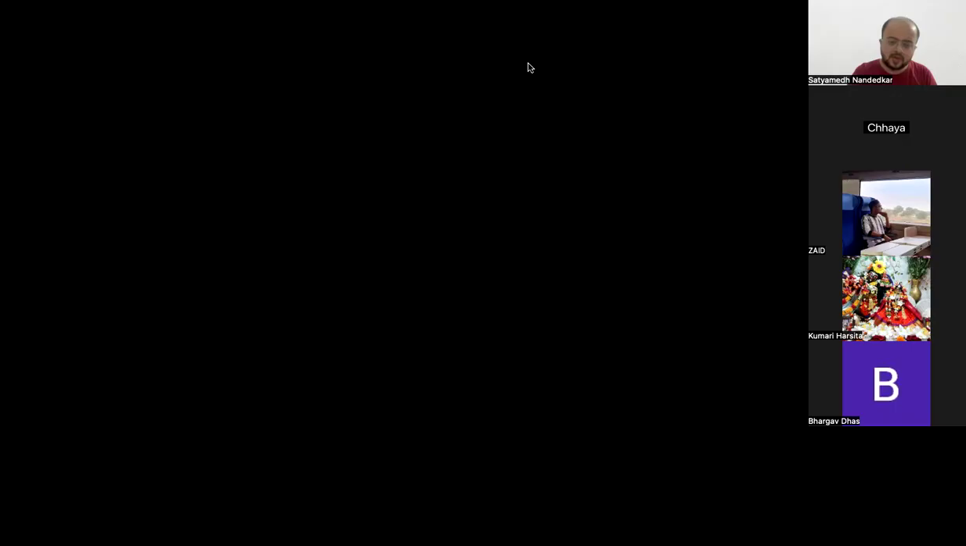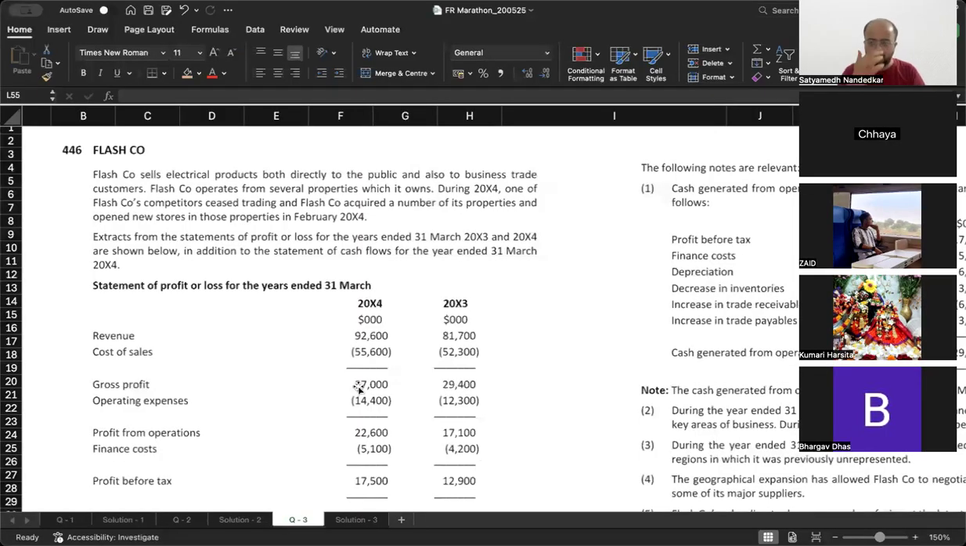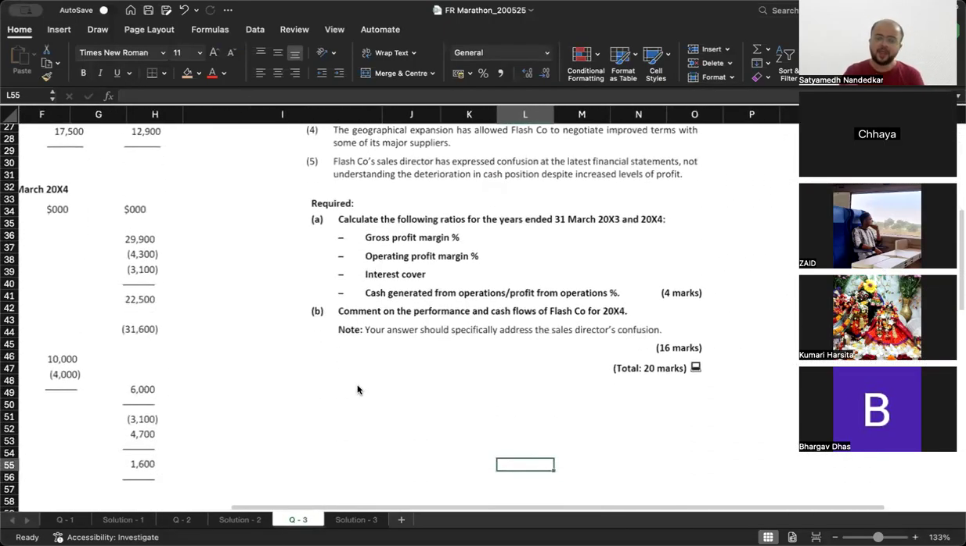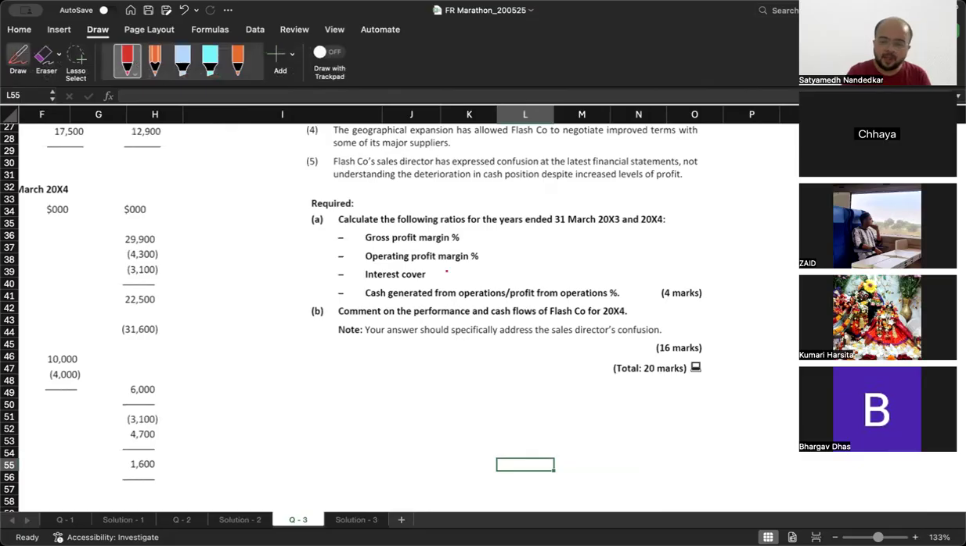This is a question exclusively on analysis of cash flow statements. Calculate the following ratios for the year ended 31st of March 2003 and 2004: gross profit margin, operating profit margin, interest cover, cash generated from operations as a percentage of profit from operations. And comment on the performance and cash flows of Flash company for 2004. To comment on performance means you have to comment on the P&L. And then of course you have to speak about the cash flows.